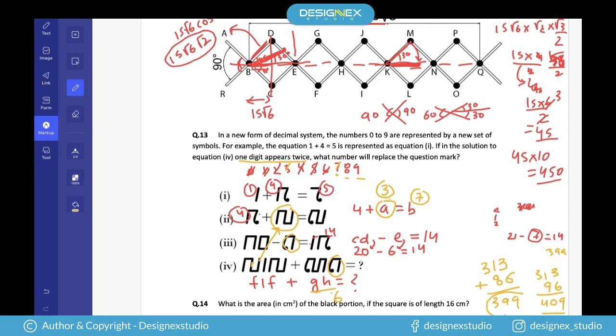So here, two digits are appearing twice. So 399 would be the option because 9 and 9 are appearing twice. This is how you can solve this. A little logic.